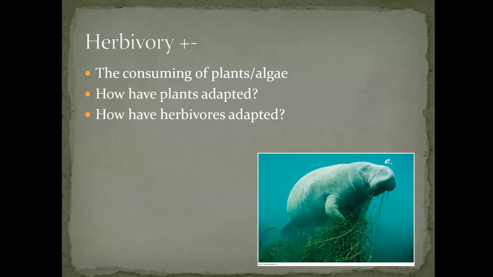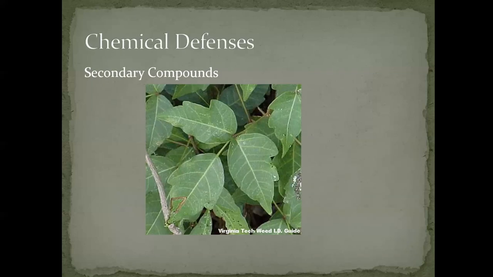Herbivory. This is a plus minus situation. This is when an herbivore consumes plants or algae. So questions I could ask you on an exam would be, how have plants adapted from the selective pressures of herbivory? How has natural selection adapted them? And how have herbivores adapted to eating these plants? So one thing we might discuss is plants have evolved secondary compounds, these chemicals that we've talked about in the past, these extra secondary metabolites that maybe are toxic or cause rashes and itchiness, or even like THC in marijuana that would confuse an herbivore and maybe keep it away in the future.